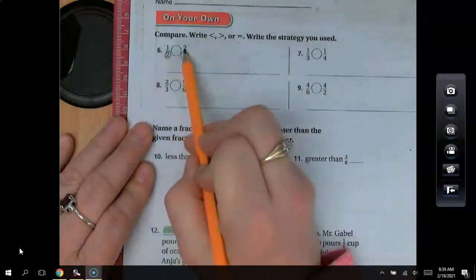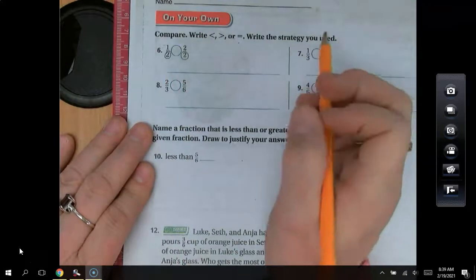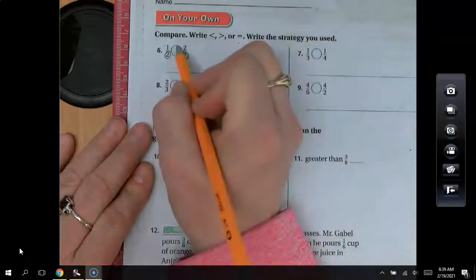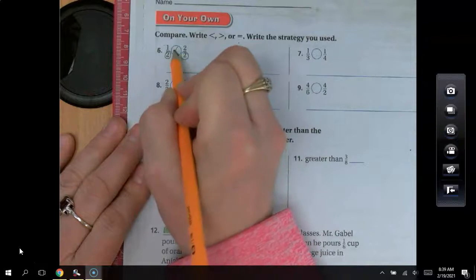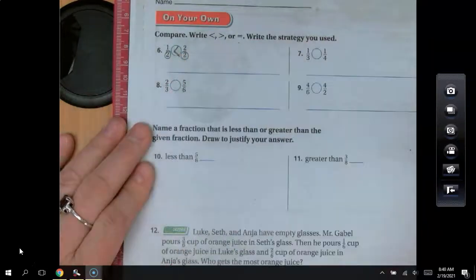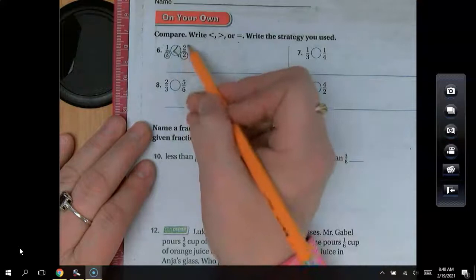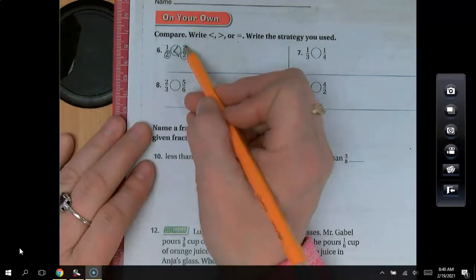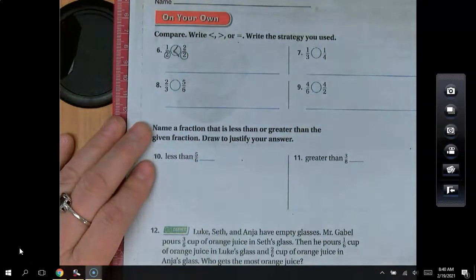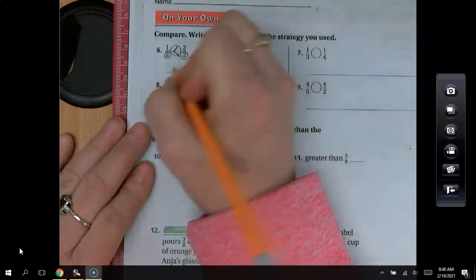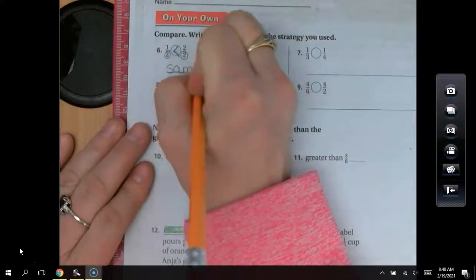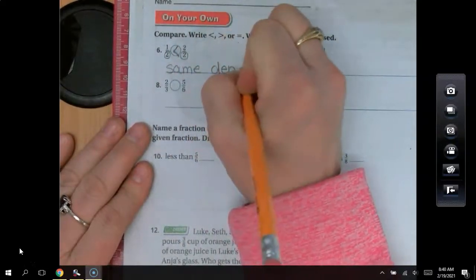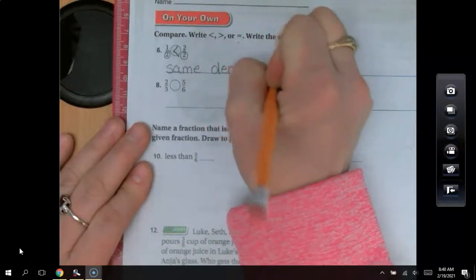I'm going to look at those numerators, and I'm just going to ask myself, what is bigger? Is 1 bigger or 2 bigger? Well, of course, 2 is bigger. So 1/2 is less than 2/2. Okay, so 1/2 is less than 2/2. Do you know what 2/2 equals? What does 2/2 equal? Yeah, 1 whole. Any number over itself in a fraction is always equal to 1. Okay, so we had the same denominator. The strategy we used was the same denominator.